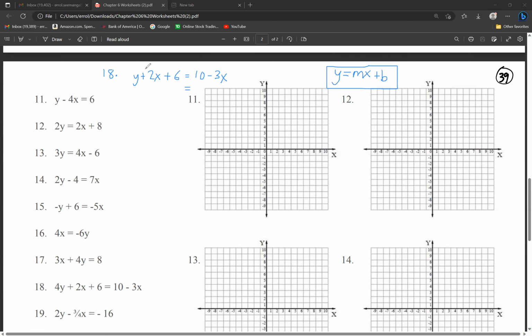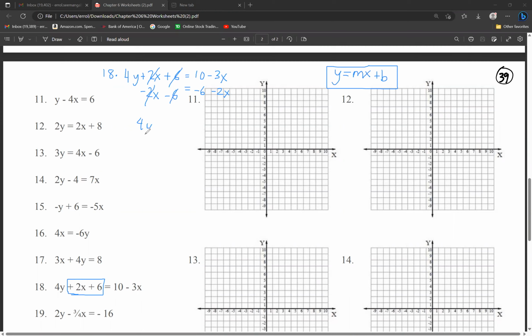What can we do to both sides? What are we going to do with this part right here? Add them to both sides or subtract them from both sides? Subtract. Why are we going to subtract them on both sides? Because it'll cancel out. So minus 6 there and minus 2x here. Okay, so that and that will cancel. That and that will cancel.